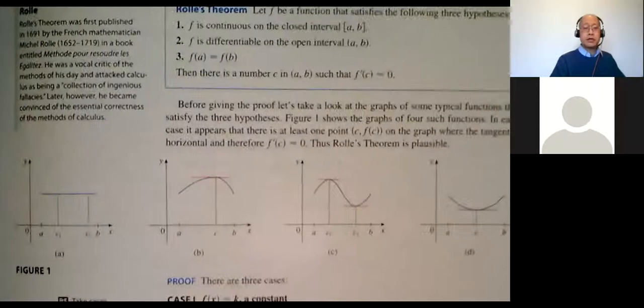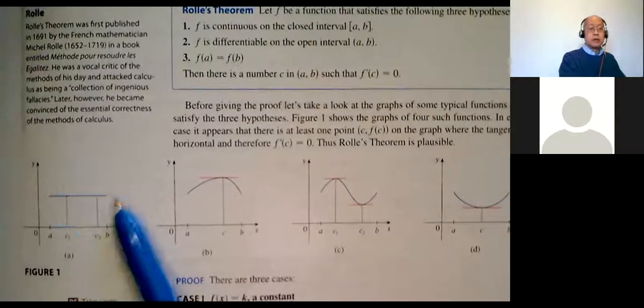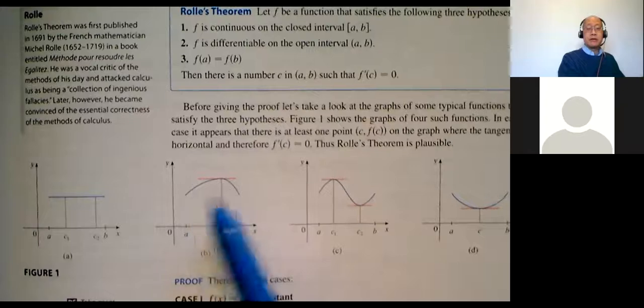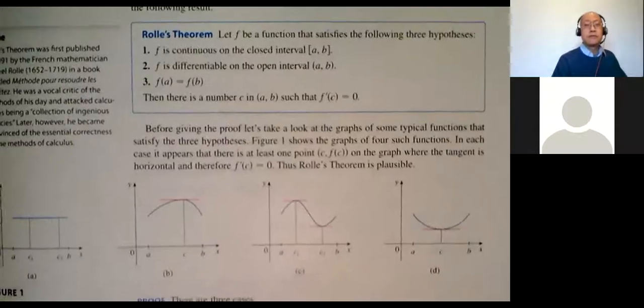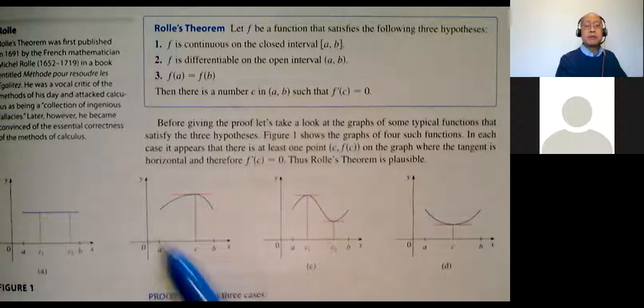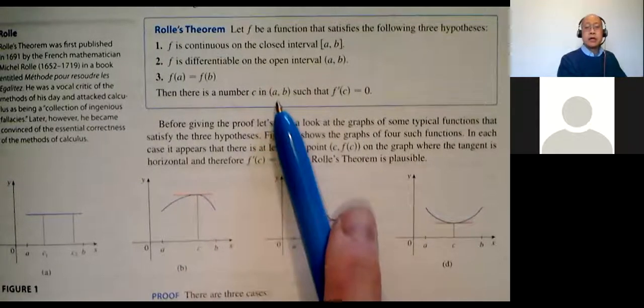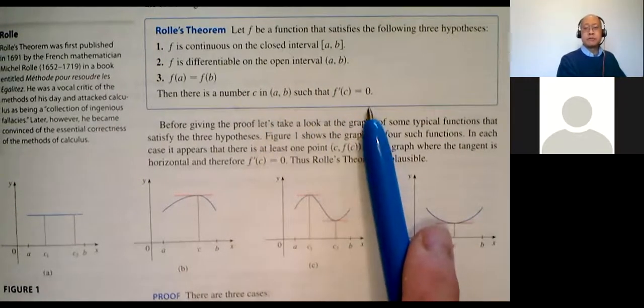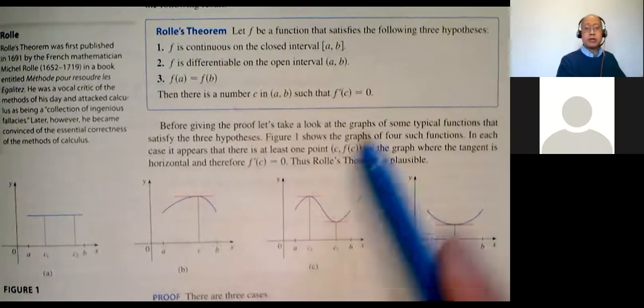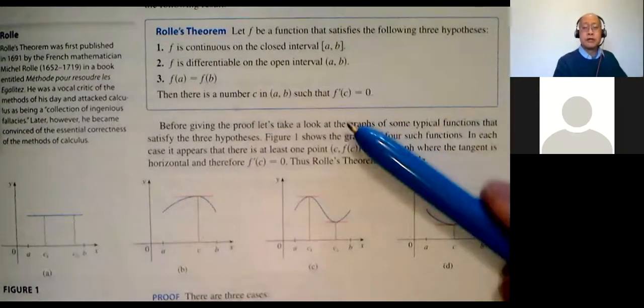Okay. And here are some pictures. Endpoints are the same height. Then there is a number C in the open interval from A to B such that F prime of C is equal to 0. In layman's terms, somewhere the derivative is 0 if all of these are satisfied.